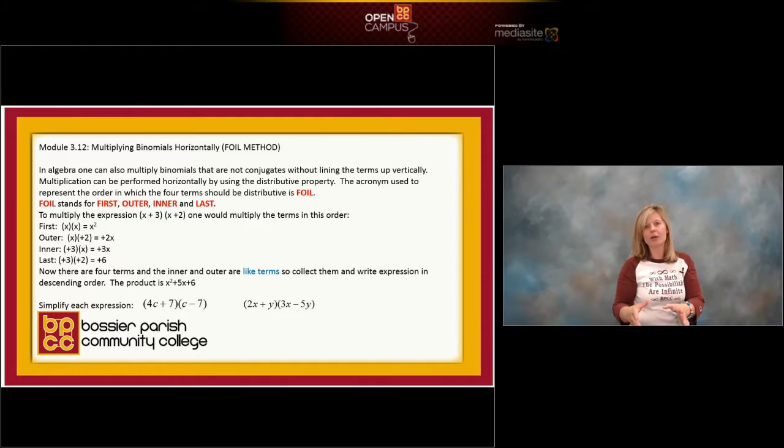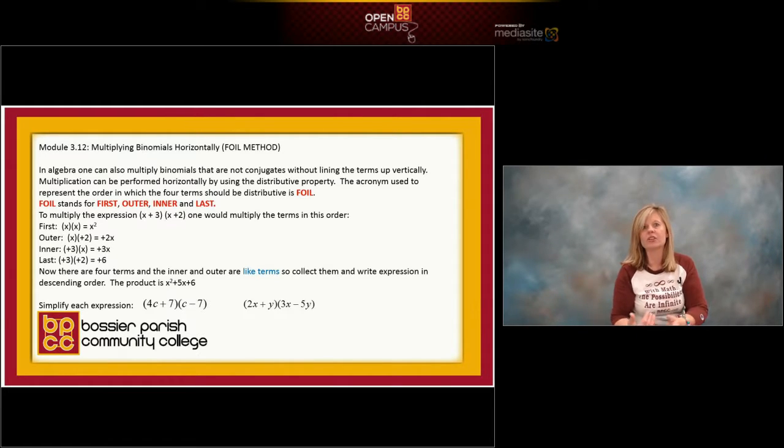So let's talk about our vocabulary. What does the word binomial mean? That's right, it means two terms. So we're going to have two terms in this parentheses, two terms in this parentheses. So it's like multiplying a two-digit number times a two-digit number. The reason why these binomials today are not conjugates is because of one of two things. Either A, they do not have the same terms inside, or B, if they do have the same terms, the middle symbol is not the opposite.